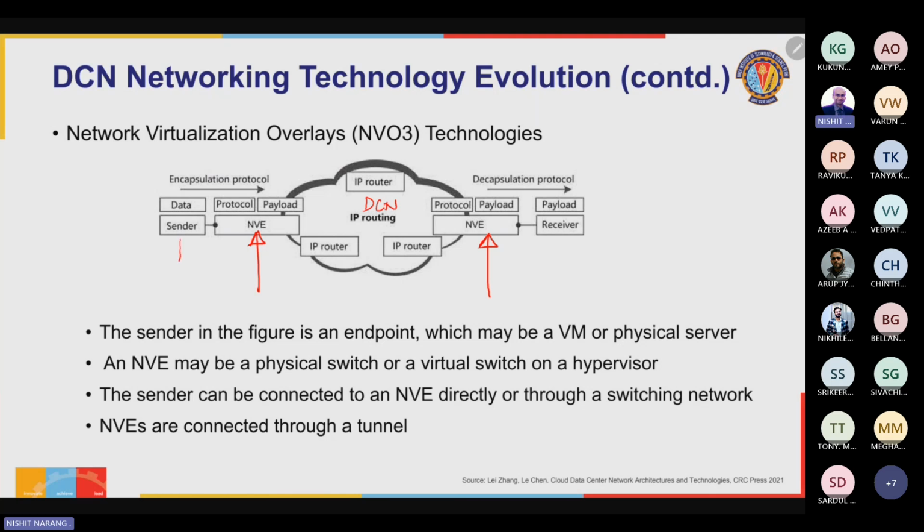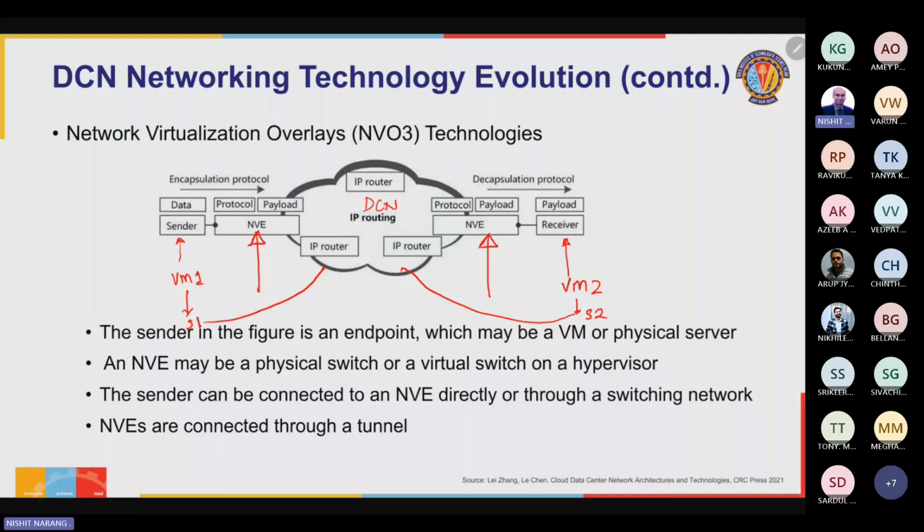Okay, who's the sender? It could be one tenant virtual machine, VM1. Who's the receiver? It could be another tenant virtual machine, VM2. VM1 could be deployed on server 1, physical server 1. VM2 may be deployed on physical server 2. Server 1 and server 2 are connected how? Directly via the data center network, the underlay network.